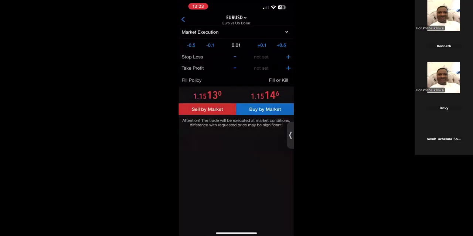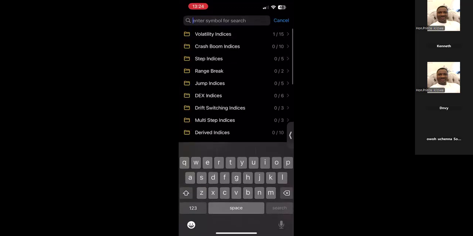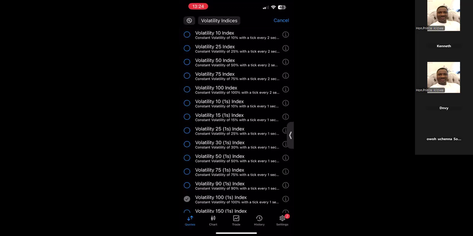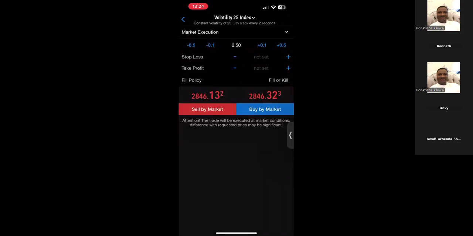This lot size is 0.01. Remember, for indices, let me give you one thing. For indices, the lot sizes are not the same. For instance, if you want to trade Volatility 25 (1s), as I click it, the lowest lot size is not the same. This one, the lowest lot size is 0.50.